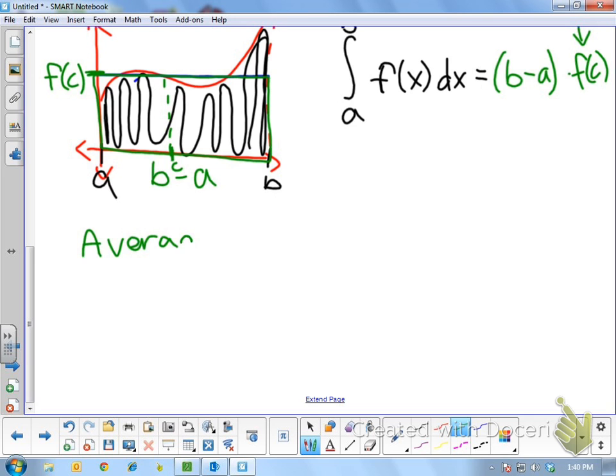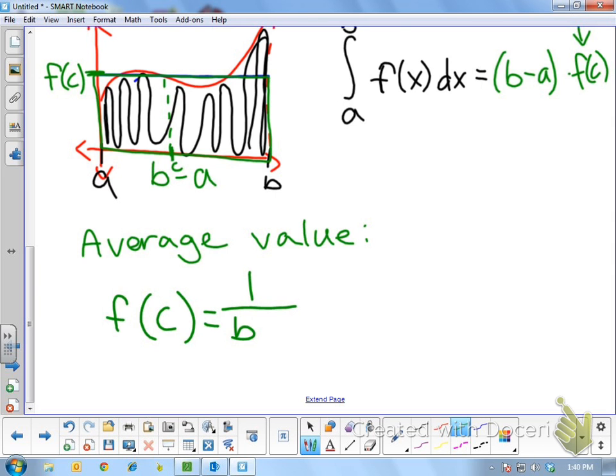Average value, f of c, is given by 1 over b minus a, because we divided by b minus a, times the integral from a to b of f of x dx. So basically we take the entire area and we divide by the interval we took that area over.